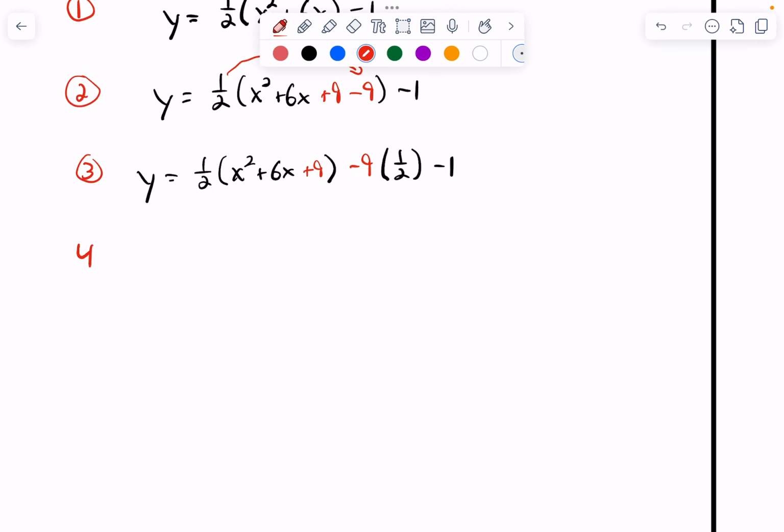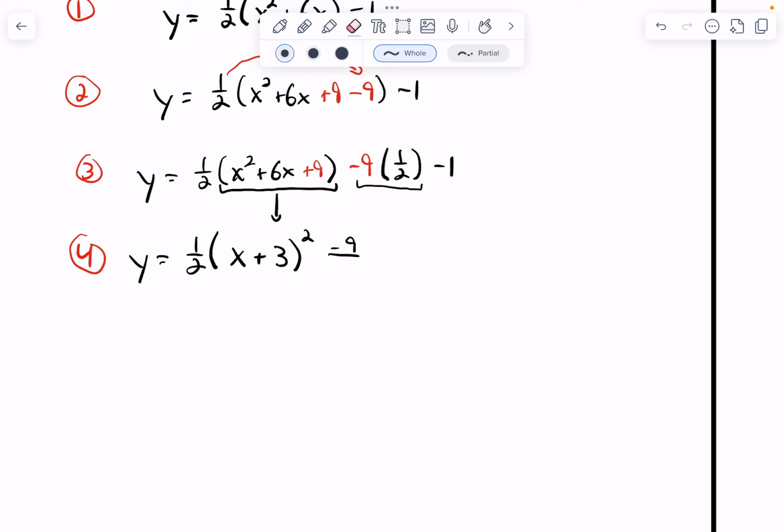So step 4, use your perfect square. So 1/2, factoring this right here, that becomes x, and plus, because it's plus 6, and then the square root of 9 is 3, squared. And over here you have negative 9 times 1/2, which becomes negative 9 over 2. Or you know what, let's just put it in decimal. So this is minus 9 times 1/2, that's minus 4.5, minus 1.